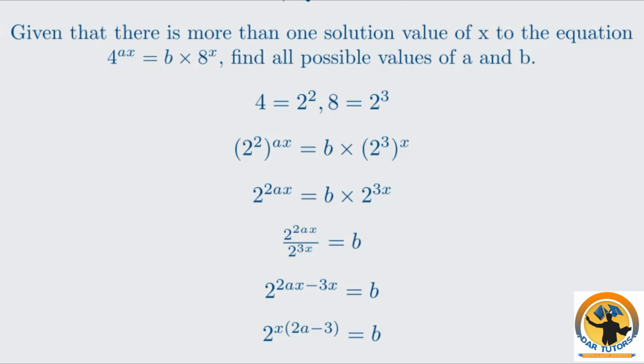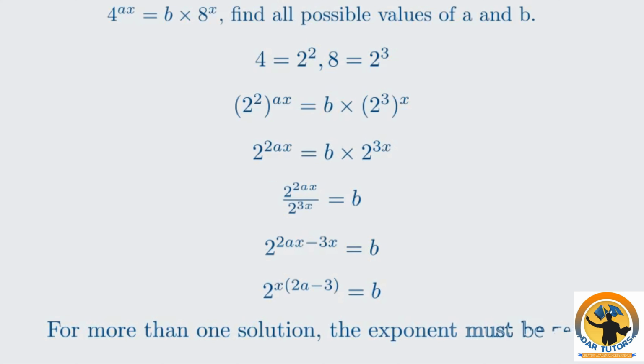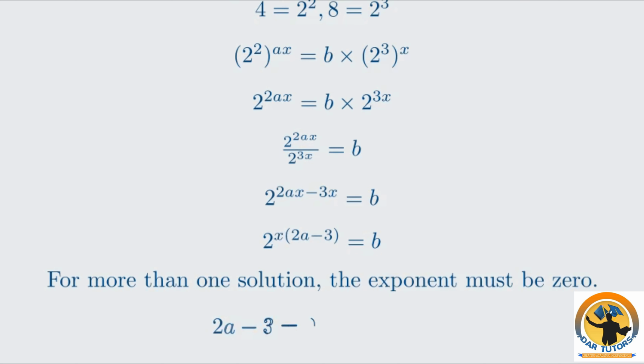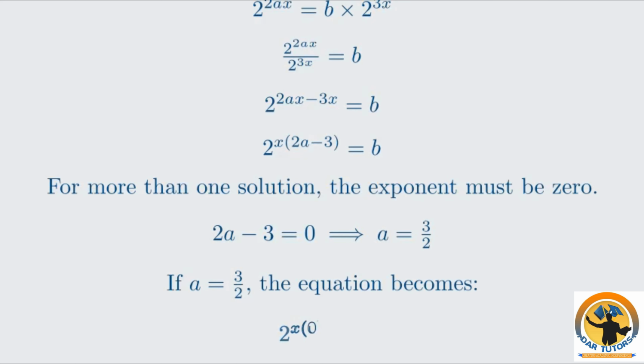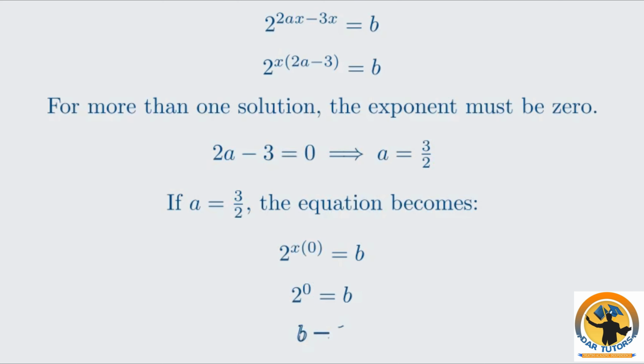Let's analyze this equation. If the exponent, x times 2a minus 3, is not 0, then there will be only one solution for x. For example, if 2a minus 3 is 1, we have 2 to the x equals b, which has a unique solution, x equals log base 2 of b. For there to be more than one solution, the exponent must be 0. This happens if the term 2a minus 3 is 0. If 2a minus 3 equals 0, then a must be 3 over 2. In this case, our equation becomes 2 to the power of 0 equals b, which means b equals 1.